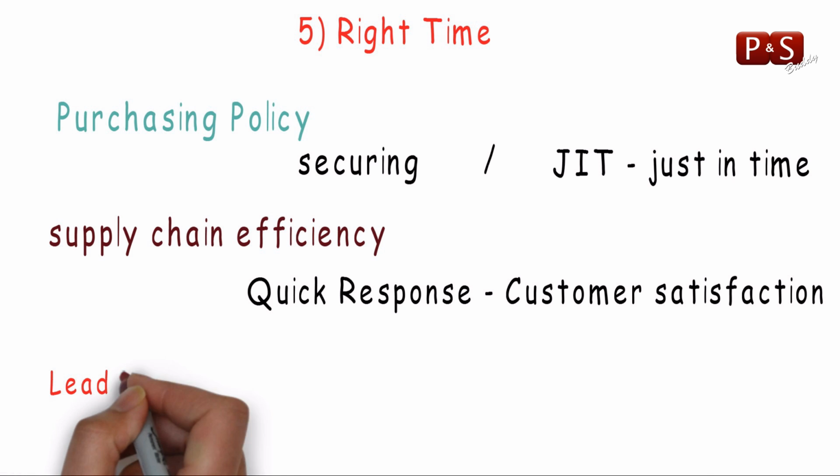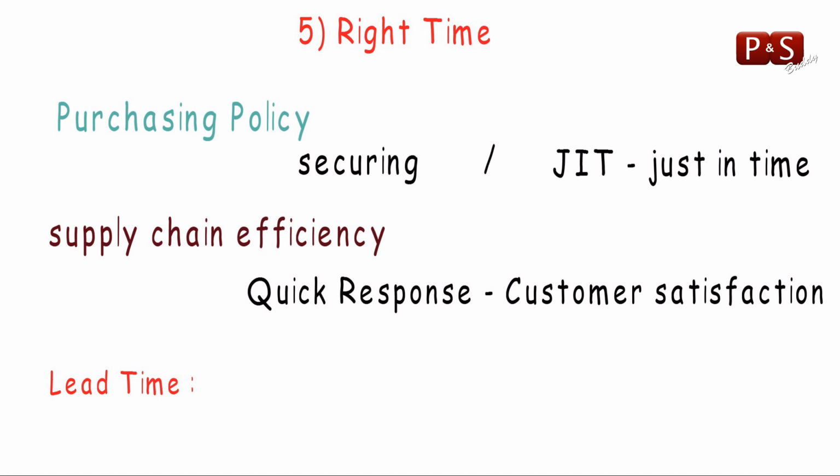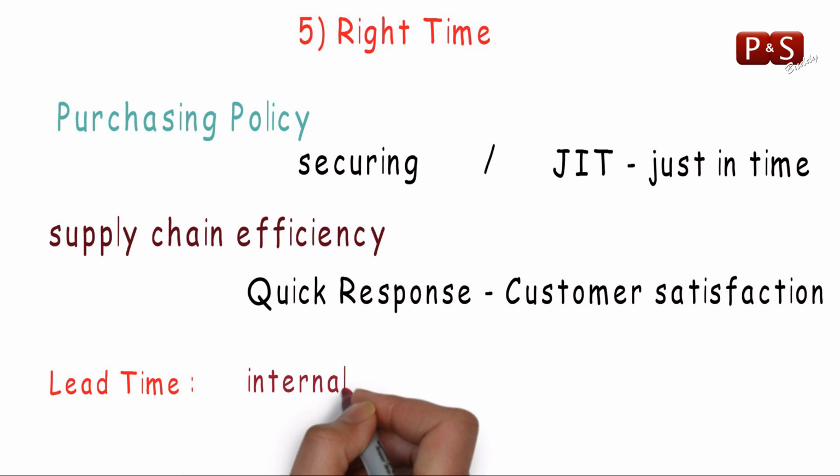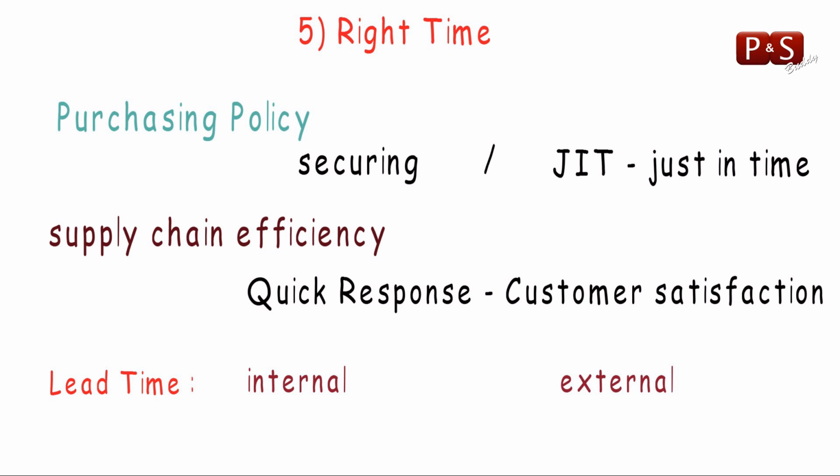Understanding lead time. In order to decide effectively about right time, the buyer should understand lead time. Internal and external lead time. Internal lead time is the lead time needed for the processes of the buying organization. External lead time is the lead time needed for the processes of the supplying organization. The buyer should understand the total lead time and ensure the supplier quoted lead time is realistic.